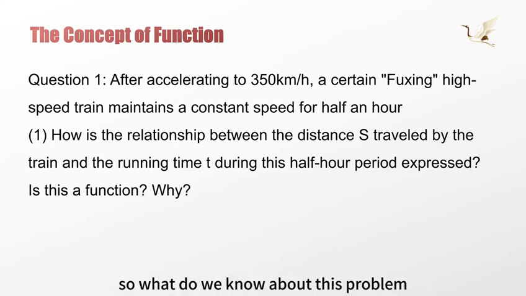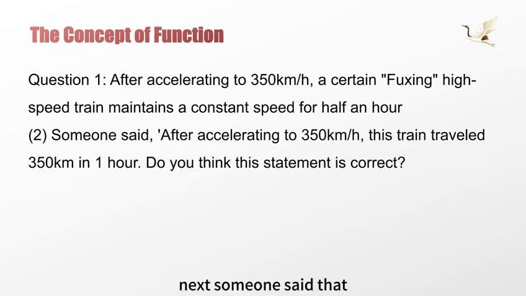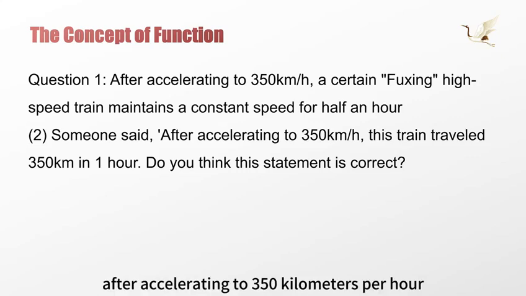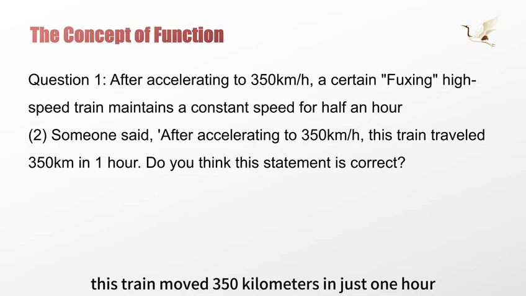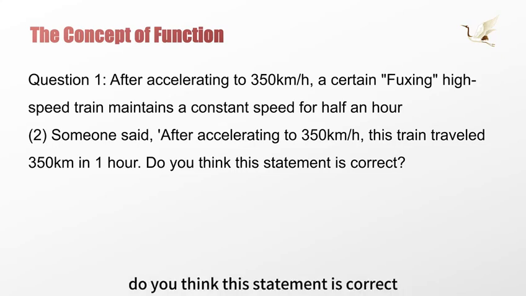So, what do we know about this problem? It can be explained that for any time t, there is a unique and definite distance s corresponding to it. Therefore, s is a function of t. Next, someone said that after accelerating to 350 km per hour, this train moved 350 kilometers in just 1 hour. Do you think this statement is correct?